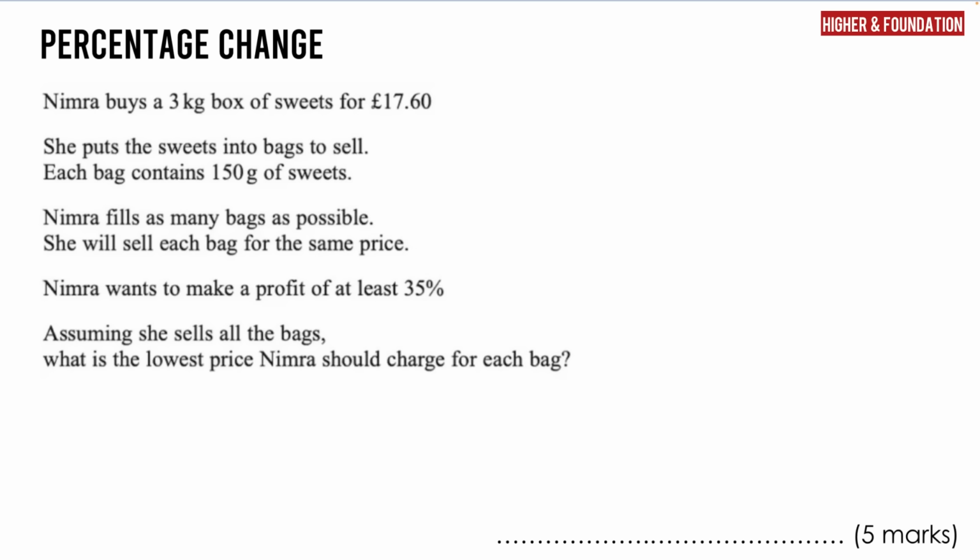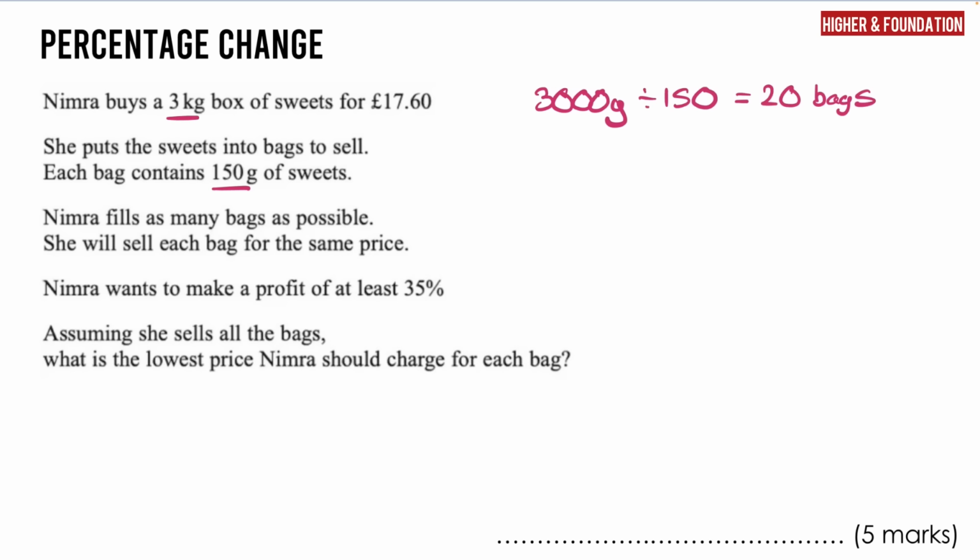Okay, so looking at a percentage change, it says here, Nimra buys a 3 kilogram box of sweets for £17.60. She puts the sweets into bags to sell, and each bag contains 150 grams. So straight away we can work out from this exactly how many bags she's going to sell. 3 kilograms is 3,000 grams, and we want to divide that by 150. So 3,000 divided by 150 comes out as 20 bags. So she's going to sell 20 bags of sweets. It says here she wants to sell each bag for the same price. Great. She wants to make a profit of at least 35%.